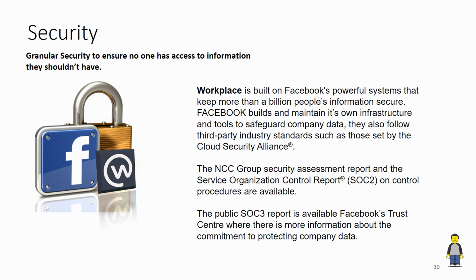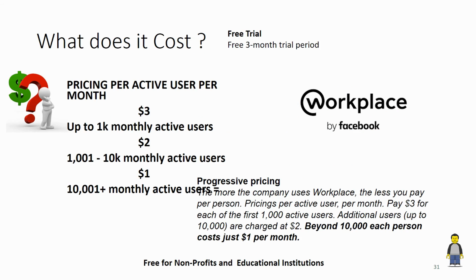Security. Security is really granular. Workplace is built on Facebook's systems, which is currently keeping more than 1 billion people's information secure. They also follow third-party industry standards, such as those set up by the Cloud Security Alliance. The NCC Group Security Assessment Report and Service Organization Control Report on control procedures are available on their website. The public SOC 3 report is also available on Facebook's Trust Center, where there is more information on the web page.